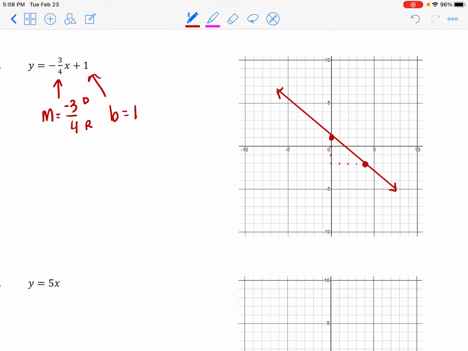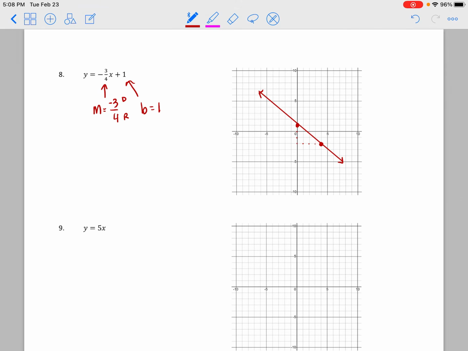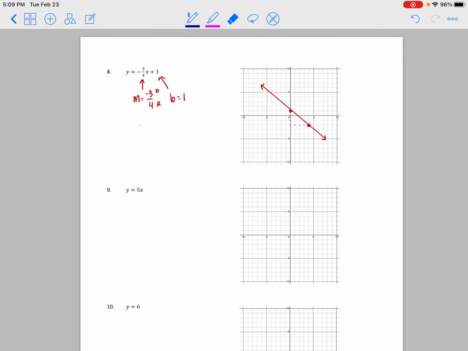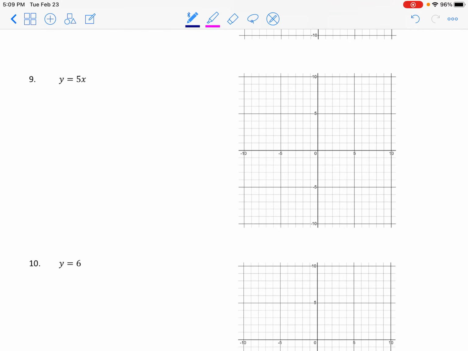And I don't know about you, but that's a lot faster than making a table of values, okay? Now if you don't like it, the table of values is still fine. Remember, you can just pick whatever you want for x. So maybe you pick 0 for x, maybe you pick 4 for x, you plug it in, and you get the corresponding y values, and you plot those 2 points. So if you like that method, by all means use it, okay? Otherwise, let's try this again here.